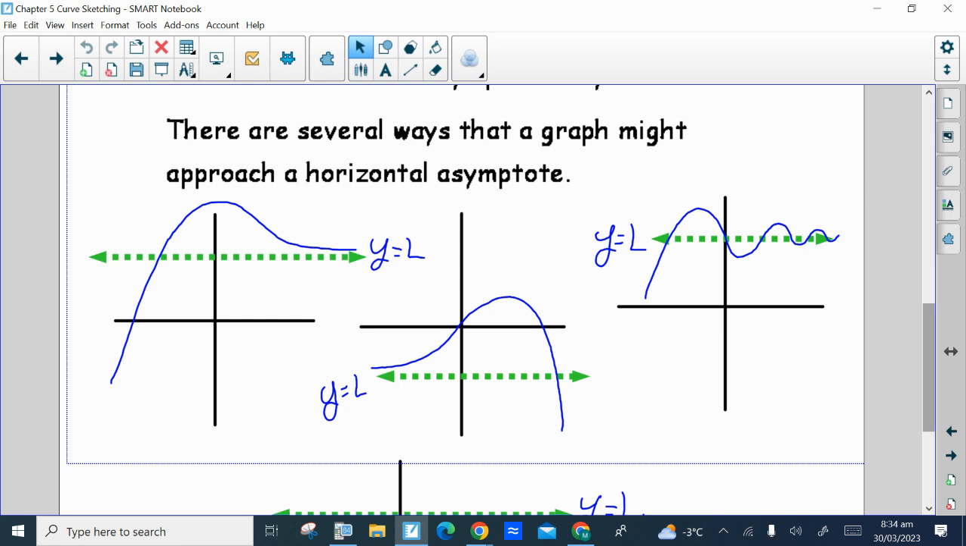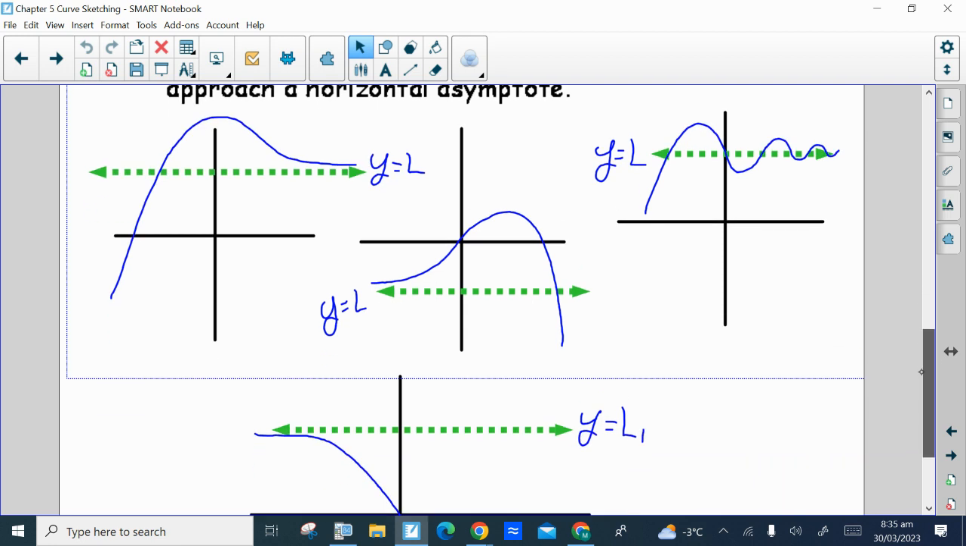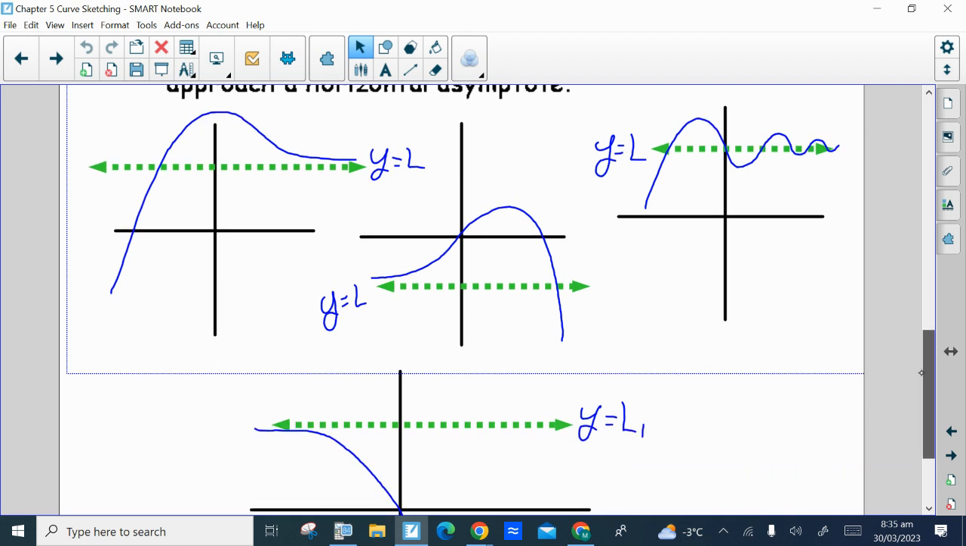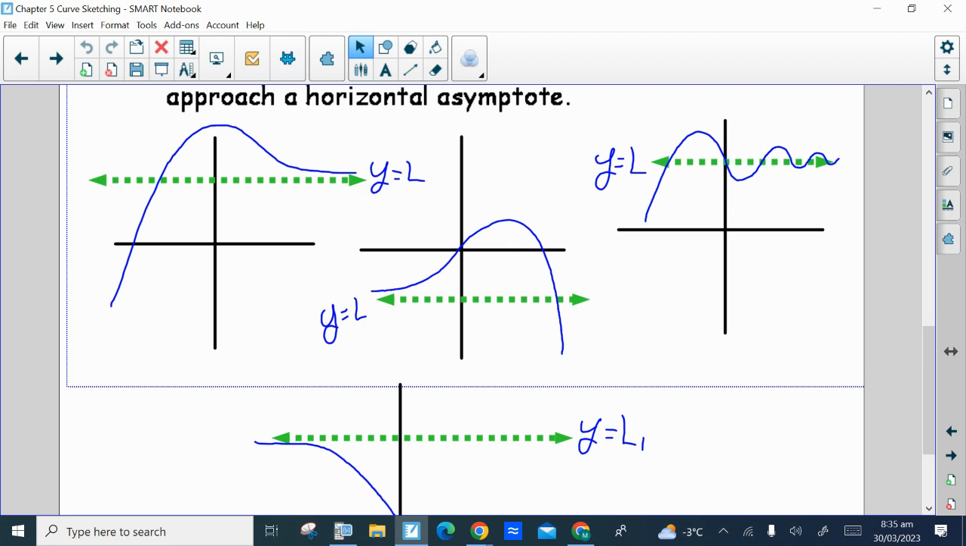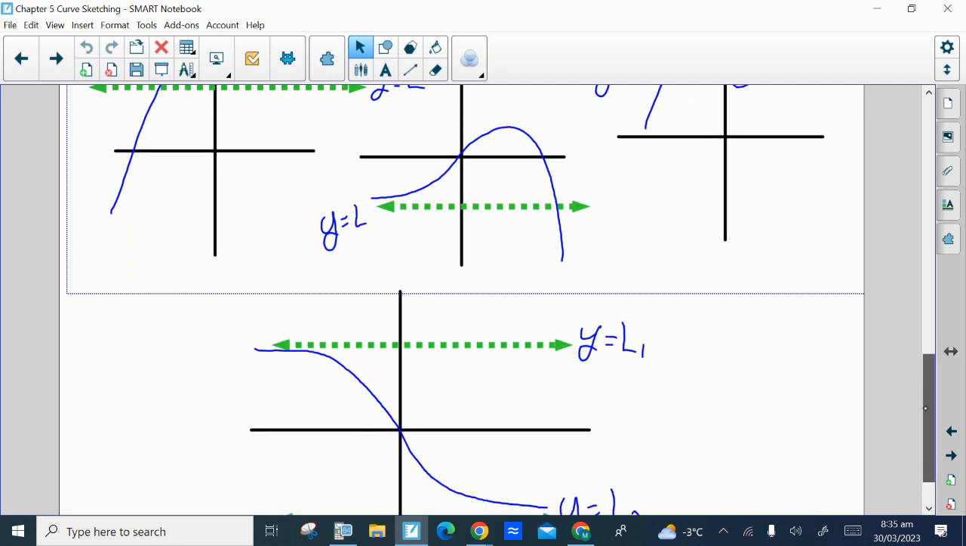Up till now, we've been used to seeing graphs where the graph does not actually cross the asymptote, but we're going to see that sometimes it does, where it might cross the asymptote somewhere and then approach it somewhere else, like that first graph shows. The second graph shows the same thing, that the graph crosses the asymptote at one point but approaches it somewhere else. The third graph shows that you can have values on both sides of the horizontal asymptote, but the graph is continually getting closer and closer to the value of L.